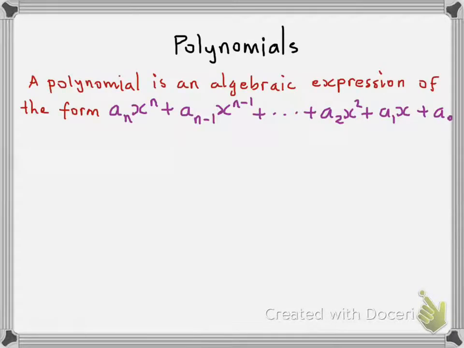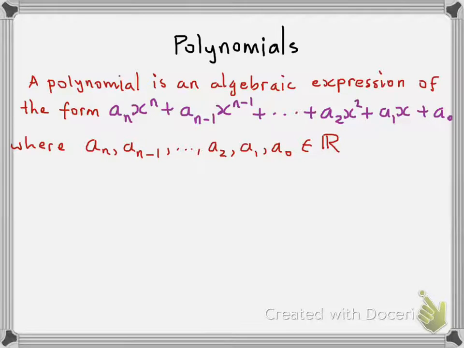A polynomial is an algebraic expression of the form a sub n x to the power n plus a sub n minus 1 x to the power n minus 1 plus a sub n minus 2 x to the power n minus 2, and so on until you get to a sub 2 x to the power 2 plus a sub 1 x to the power 1 plus a sub 0. So any expression that looks like that is called a polynomial expression.